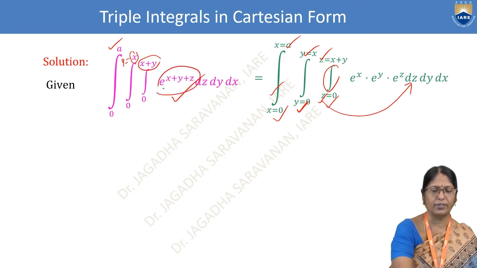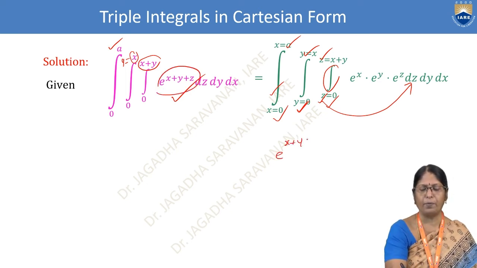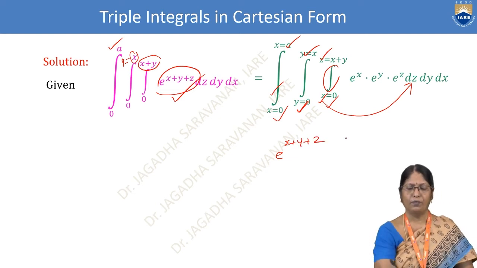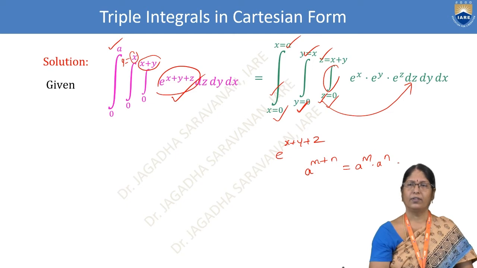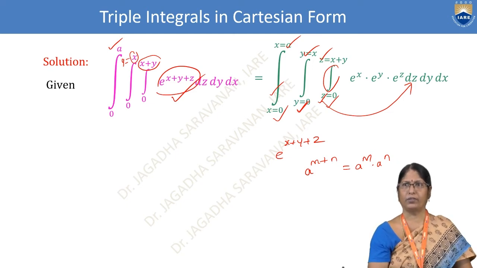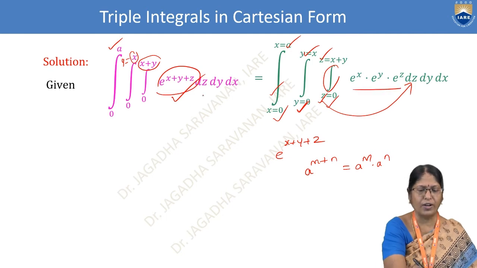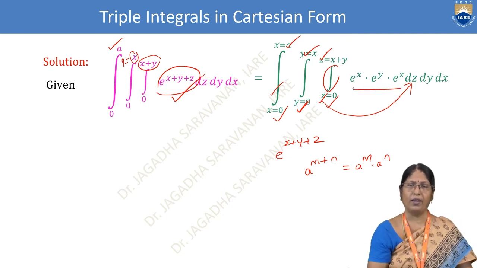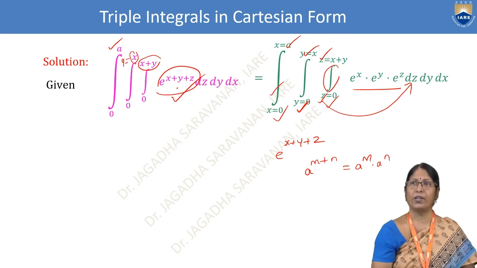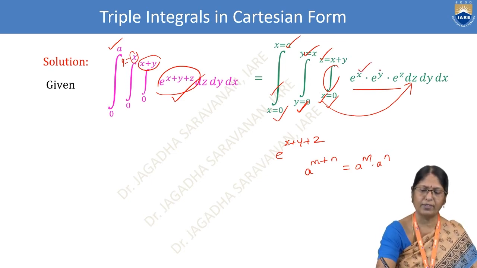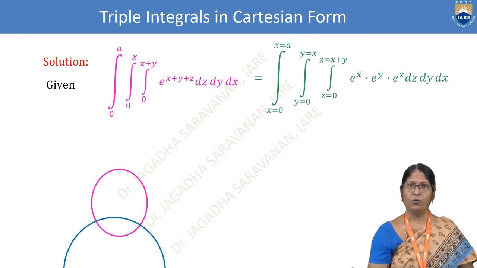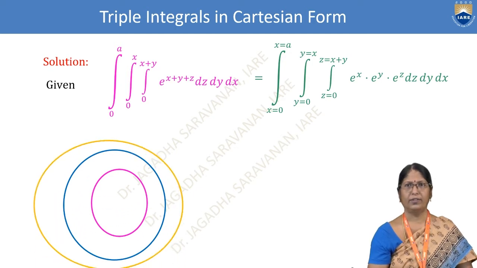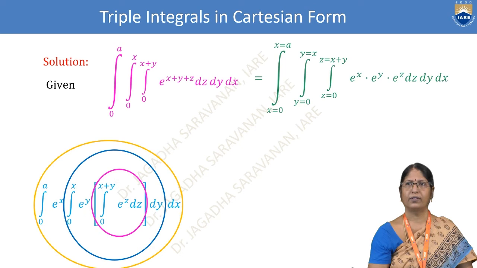Now our function is e power x plus y plus z. We know the exponential law: a power m plus n can be written as a power m into a power n. It's a simple exponential law. Using that, we write e power x plus y plus z as e power x into e power y into e power z. So now, we will fit our question into three integrals.